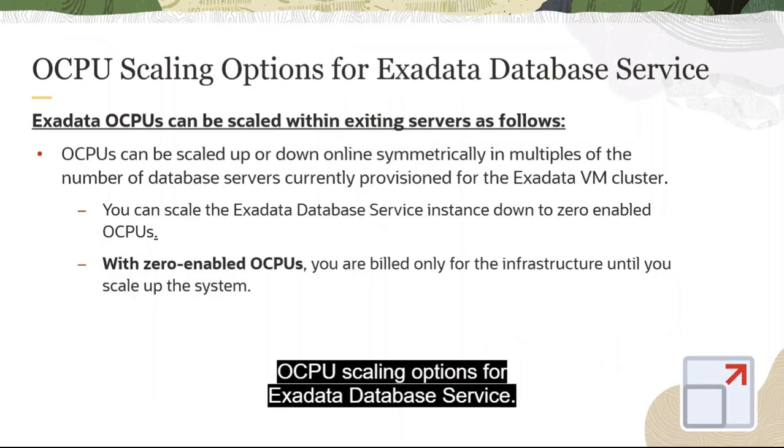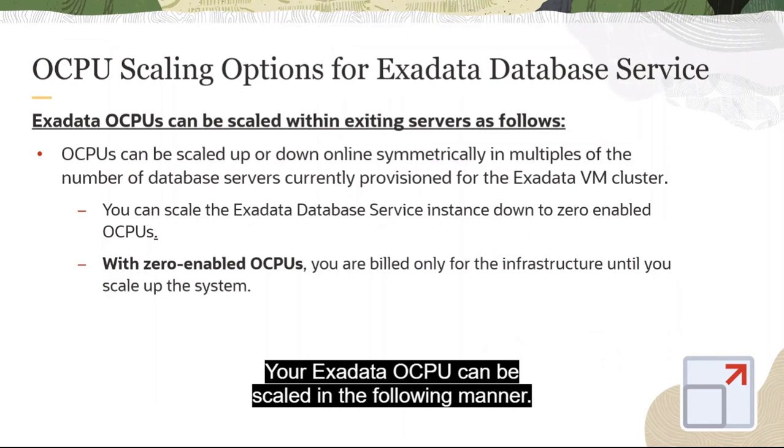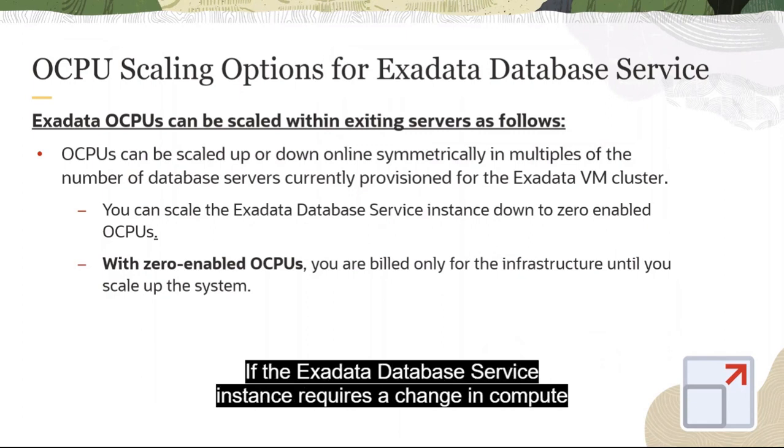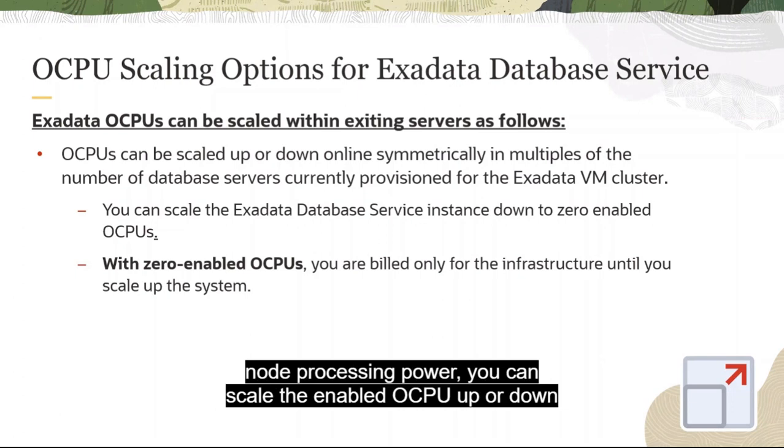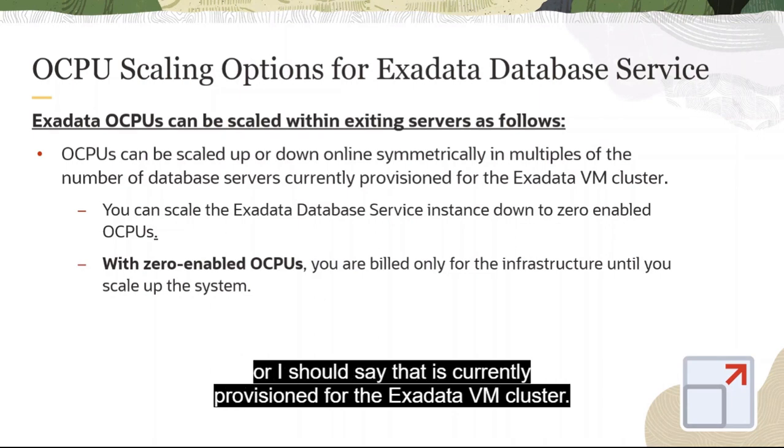OCPU scaling options for Exadata Database Service. As your business grows and your workload increases, you may need to scale your Exadata Database Service OCPU capacity. Your Exadata CPU can be scaled in the following manner. If the Exadata Database Service instance requires a change in compute node processing power, you can scale the enabled OCPU up or down online in multiples of the number of database servers that is currently provisioned for the Exadata VM cluster.